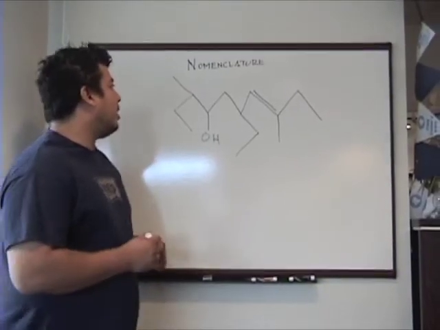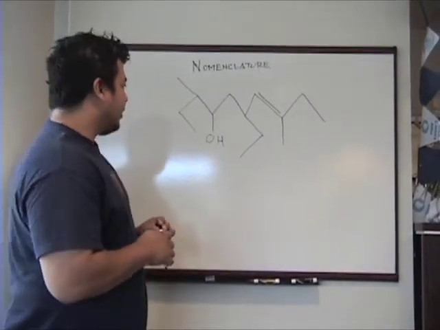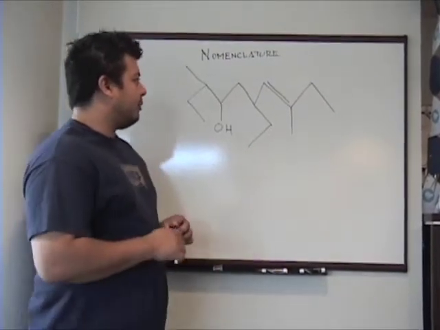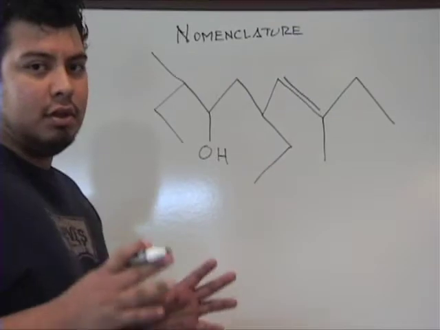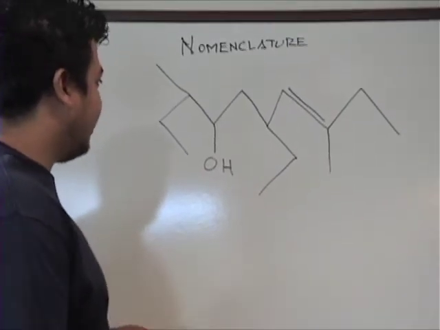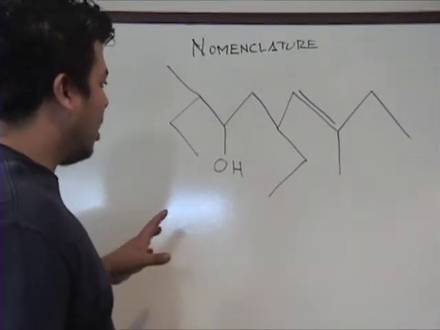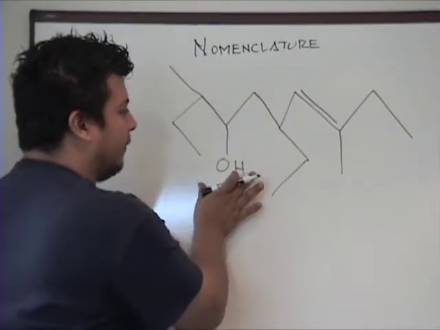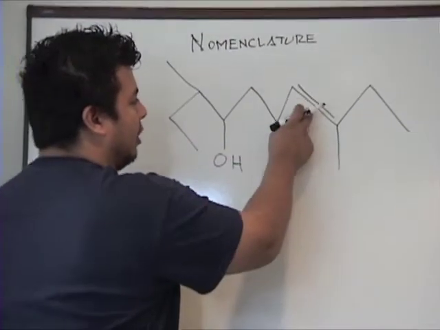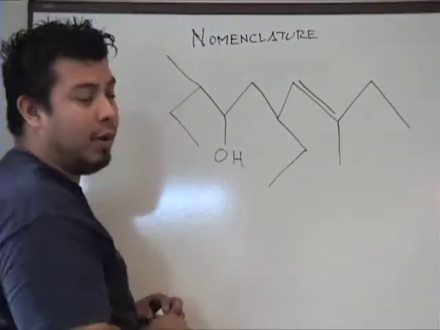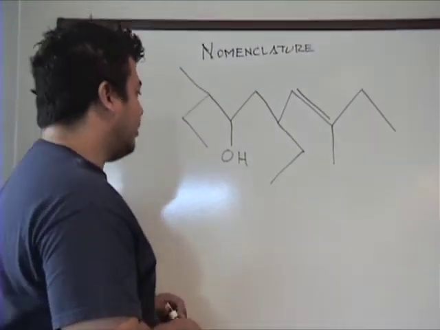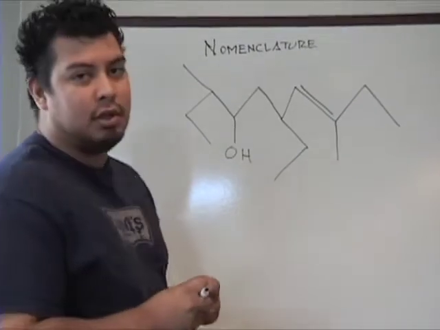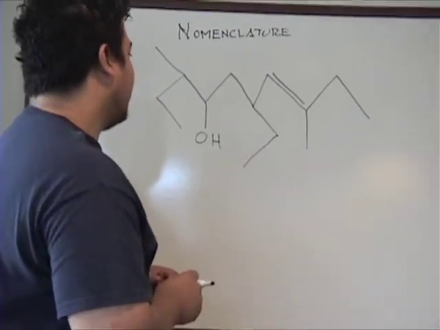Okay, we're going to do some more nomenclature of alcohols. So we have this structure. It does look pretty scary, so we're going to try to break it down into pieces to make it more accessible. Like I said, we got to look for the functional group. We have this one and we have this one. This one is a double bond. It makes it an alkene. And this one is our hydroxyl. It makes it an alcohol.